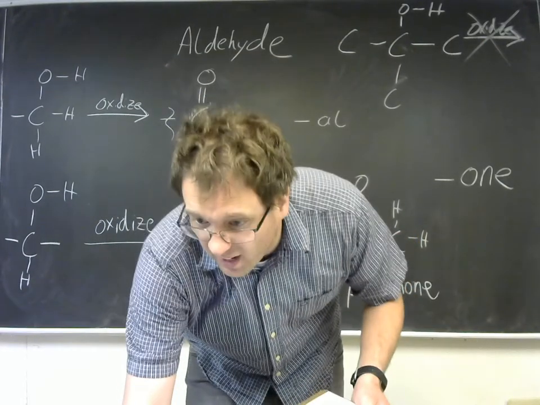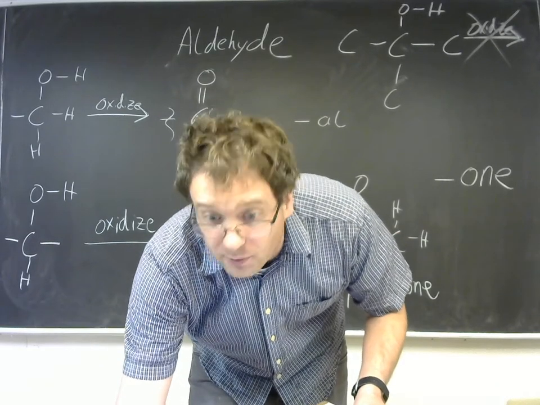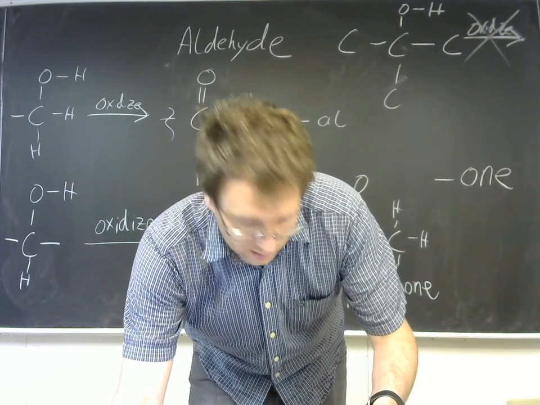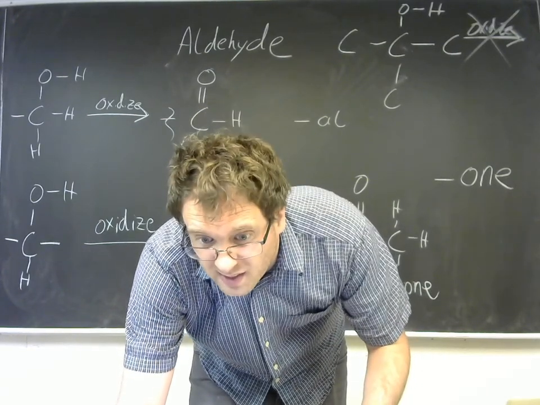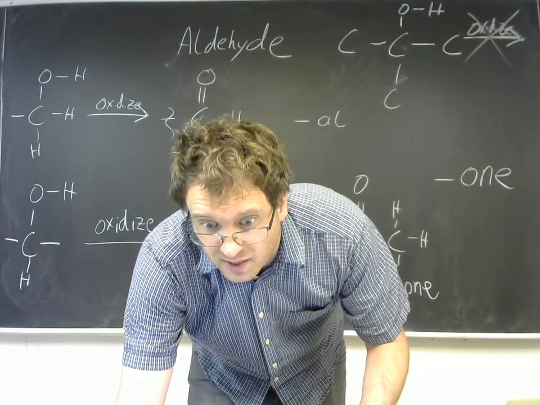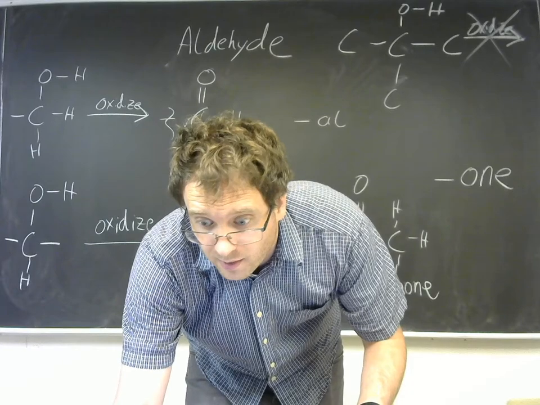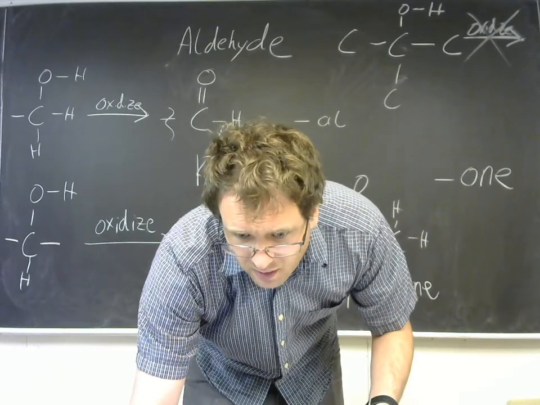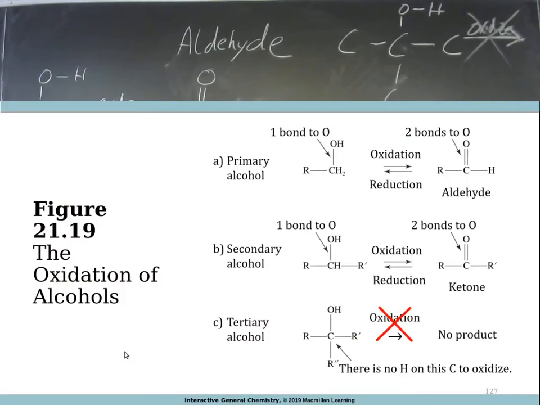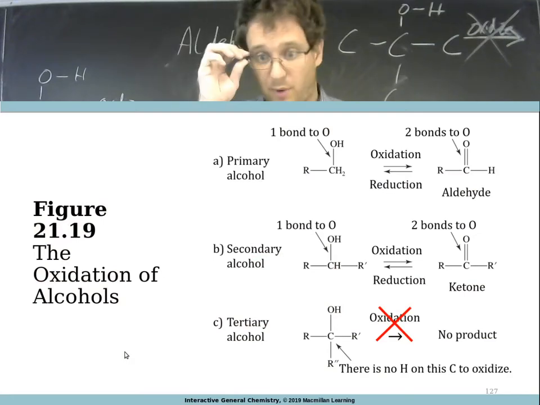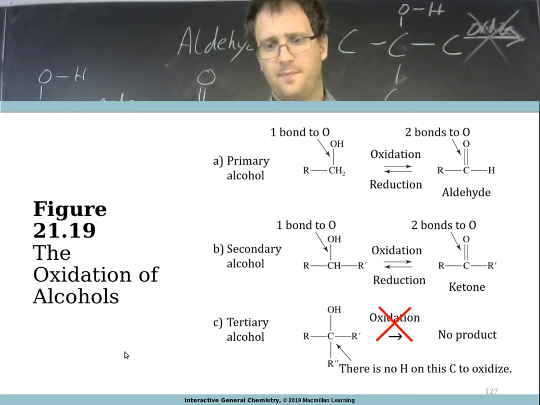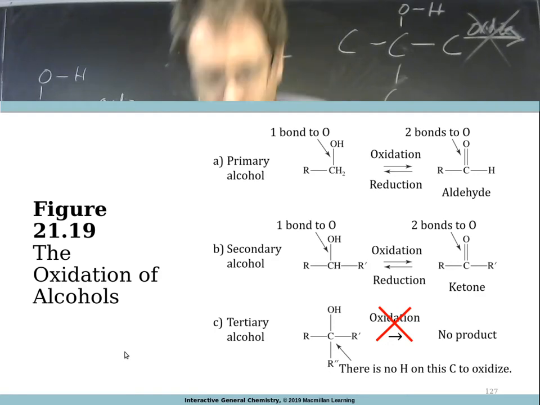Oh, whoops, I forgot I have a figure. Let me see if I can pull it up really quickly. Was it figure 2119? I apologize. I usually have these ready to go. So figure 2119 basically just shows what I was just talking about, that primary alcohols that are on the end of an R group will oxidize to an aldehyde, that secondary alcohols in the middle will oxidize to a ketone, and that tertiary alcohols will not oxidize at all.